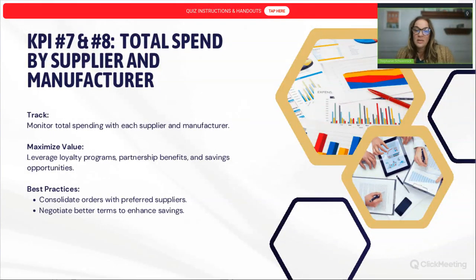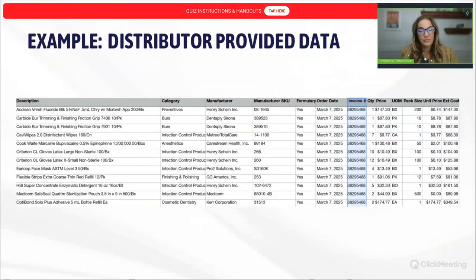But when you spend certain dollar amounts with key manufacturers, say it might be $20,000 with a manufacturer that your clinicians prefer their products, you can turn on benefits through loyalty programs, partnership benefits like CE, education, savings opportunities that they can plug in throughout the year. And you can negotiate better terms to enhance your savings with that particular manufacturer partner. Again, you can work with your distributor and the data that they have to share with you.